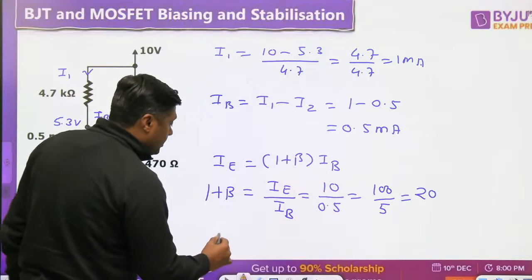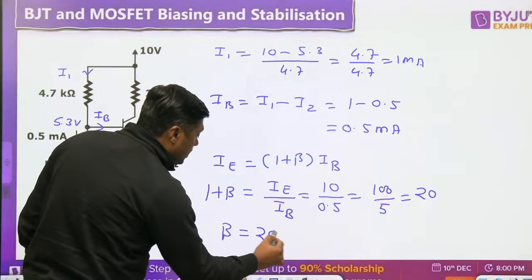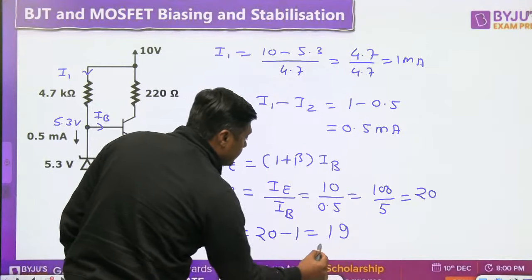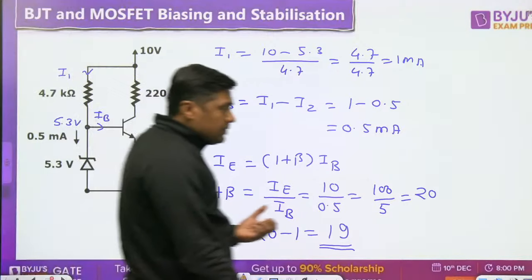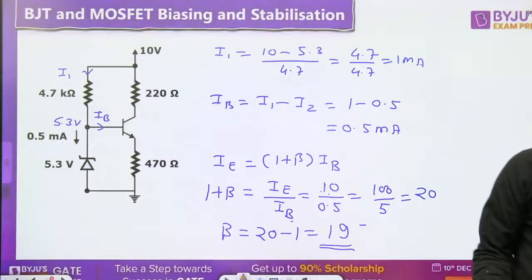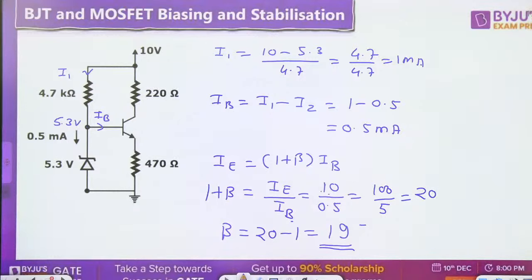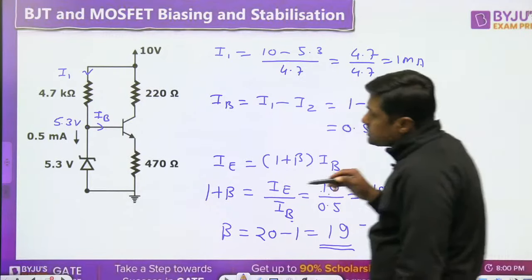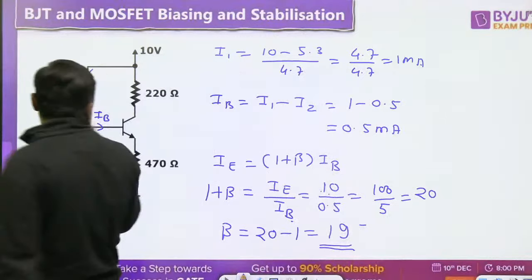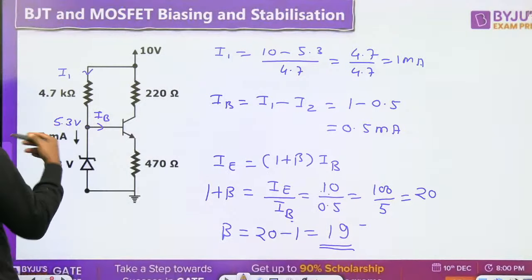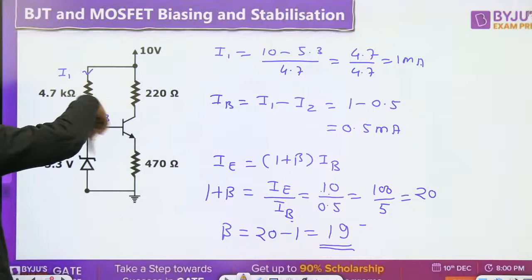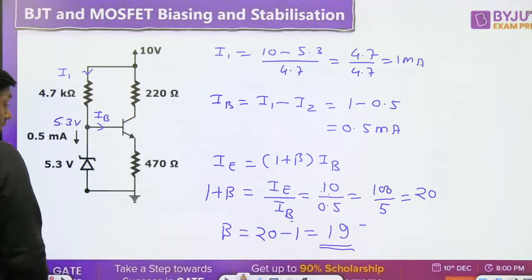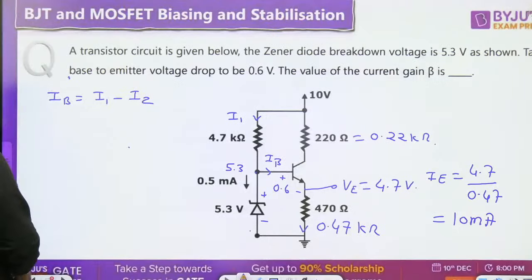So what is the value of beta? 20 minus 1, that is 19. So this type of questions on Zener diode, please revise. Try to solve this. 220 ohm is given, 4.7 is given, 5.3 is given here, and we have to solve. 19 is the answer for this question.